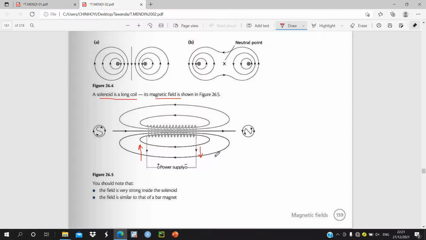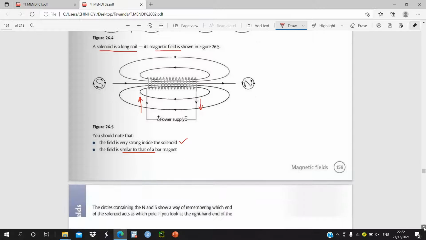Around the solenoid we observe this pattern: the magnetic field lines move away from the north pole, and the field lines go into the south pole. You should take note of this. The field is very strong inside the solenoid, and the field of the solenoid is very similar to that of a bar magnet.